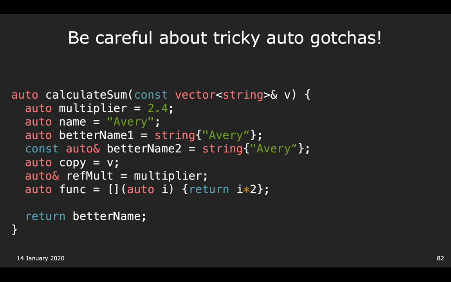Yes, question? So Avery, when you use auto name equals Avery, name would be a C string, but better name one would be a C++ string because you use string Avery. So let's say you do name plus better name one, would that give you an error? What that would do is the plus operator will implicitly convert the C string to a C++ string. I think that's right. So what is the difference between the C string and the C++ string?